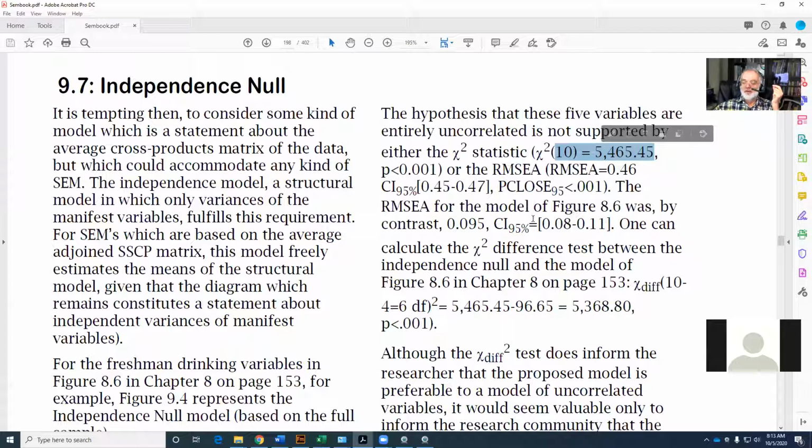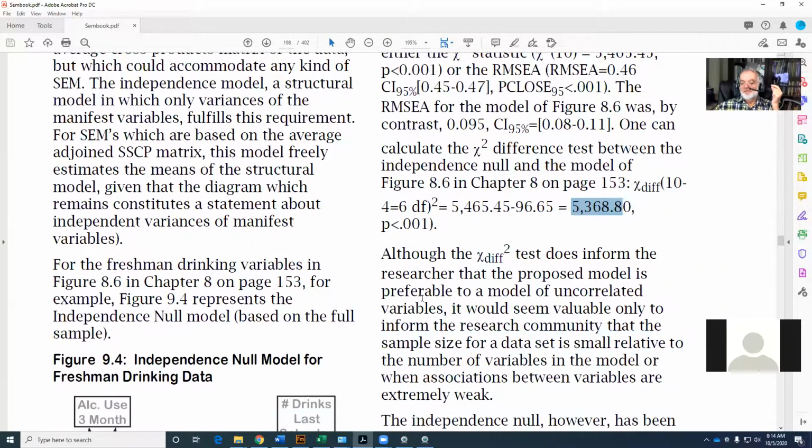Now, if we go back to our other model, that model fit appreciably better, but you can calculate the chi-square difference between that model and the independence model as follows. 10 minus 4 gives me 6 degrees of freedom for that chi-square. That gives me a huge number minus a very small number, which gives me a really huge number here, all with 6 degrees of freedom. And that is a possibility. But as I said before, who in their right mind believes that all of the variables that you chose to look at were absolutely unrelated to each other?